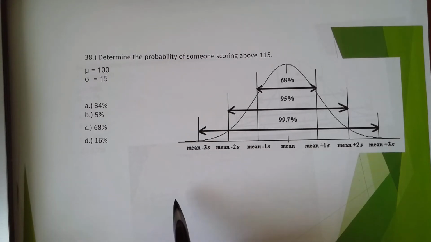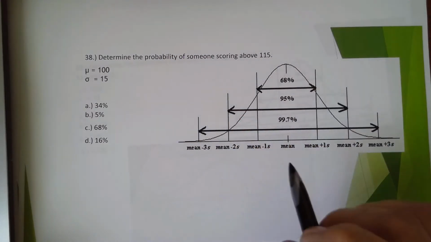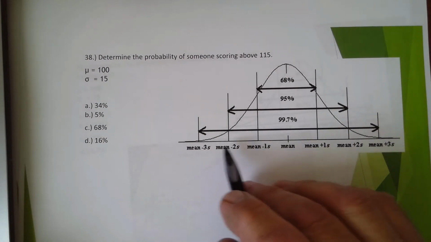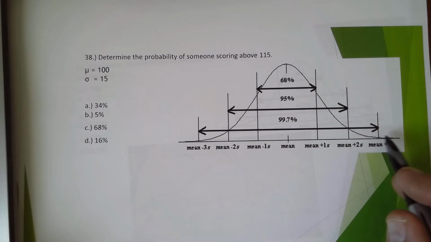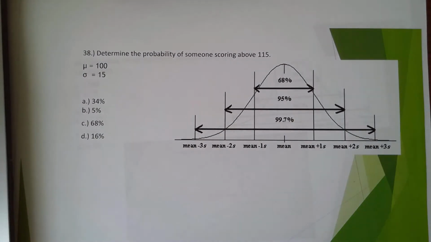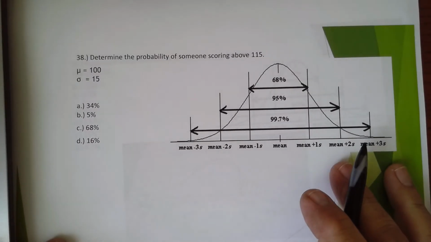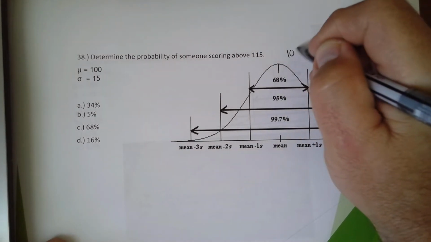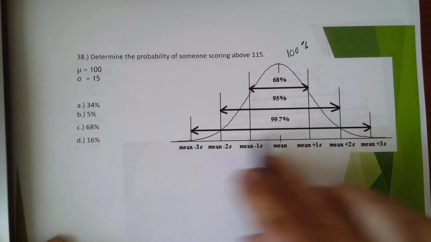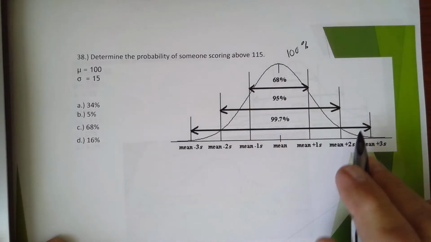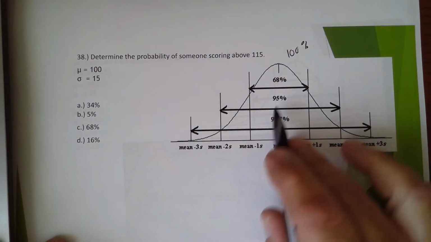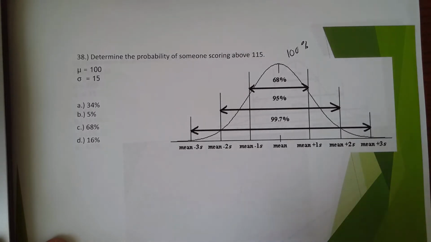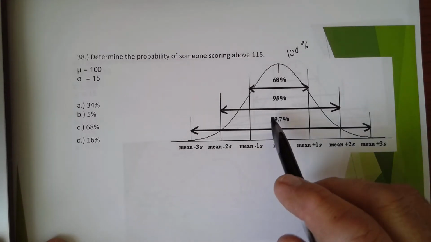In this problem, we're trying to determine the probability of someone scoring above 115 on a test. So we have this normal distribution. This bell-shaped curve is known as a normal distribution, and the important thing to know is that under the curve is 100% of the data. So 100% would be everything under the curve, or you could say it adds up to a 1. Either way you could do it.